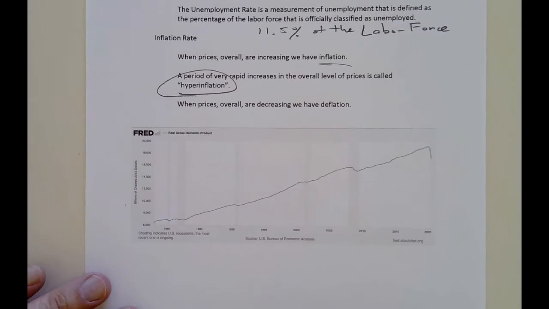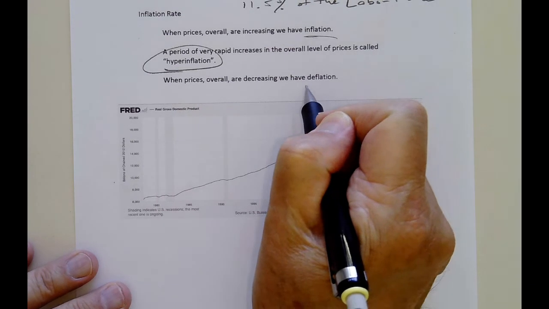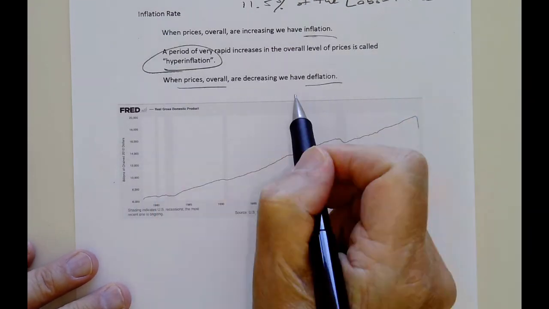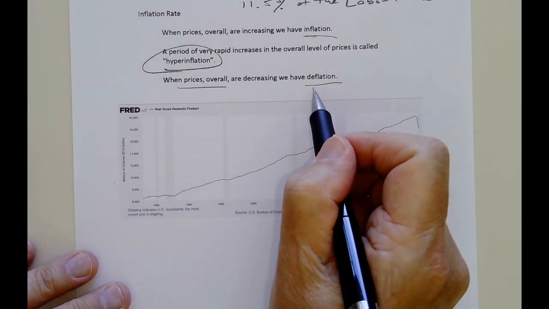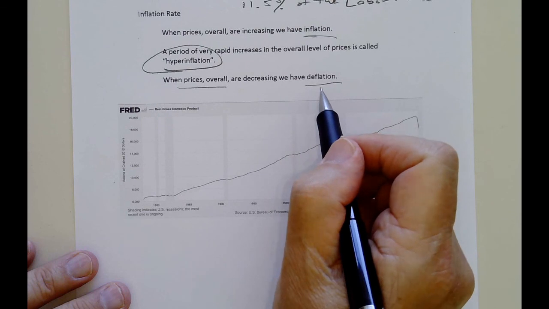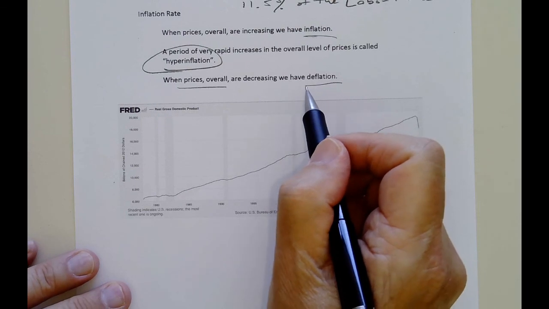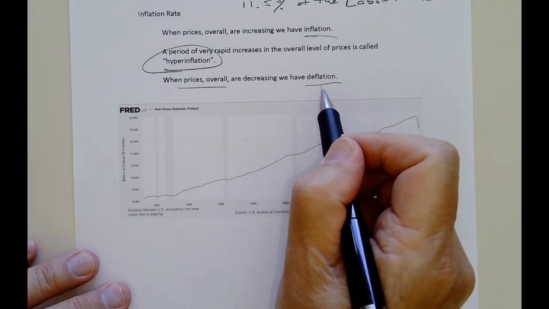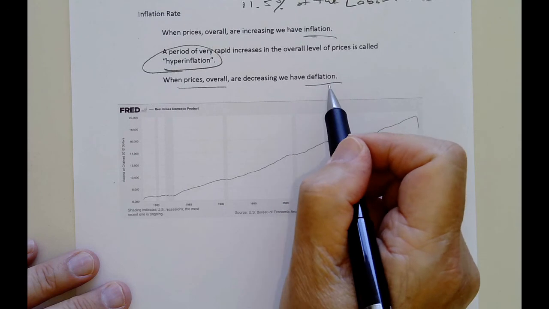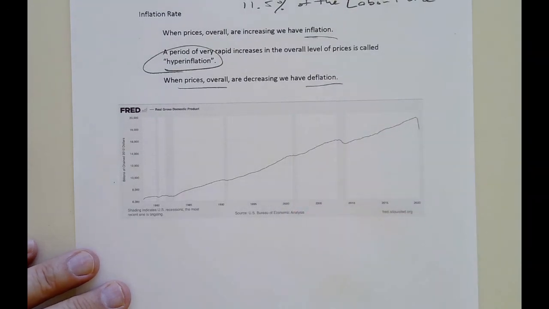And then we have deflation. That's when prices are decreasing. You may think that would be a good thing to happen, but deflation is not something that we really want. We'll find out in Chapter 7 what makes prices come down. And the main reason prices come down is a lack of sales, a lack of demand. And that means you're normally in a very serious recession.